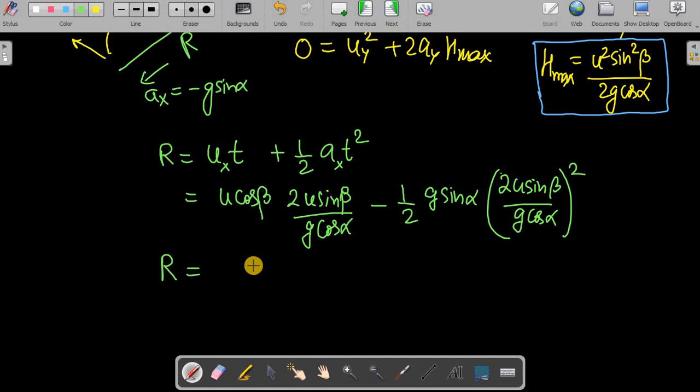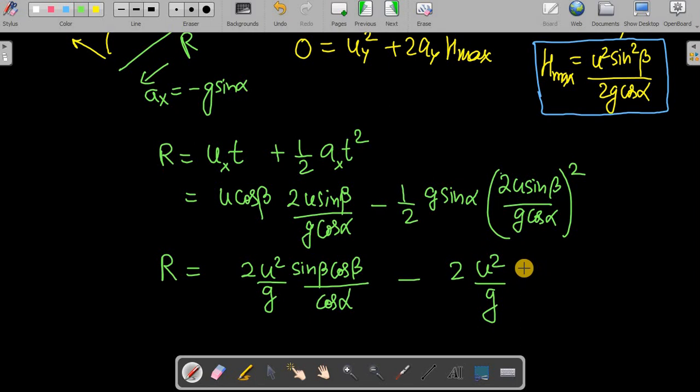If you expand it, what do you get? 2u square by g is coming, right? And this is sin beta cos beta divided by cos alpha, right? Minus, here also 2 square, 2 will come, and the u square by g factor will also be there, but here there will be sin alpha and sin square beta, divided by cos square alpha.